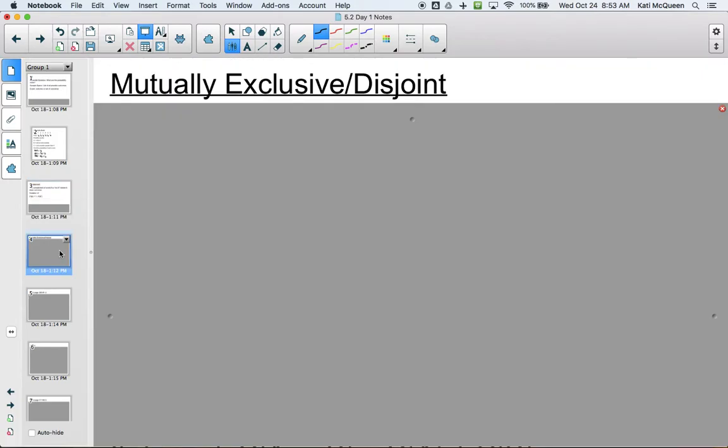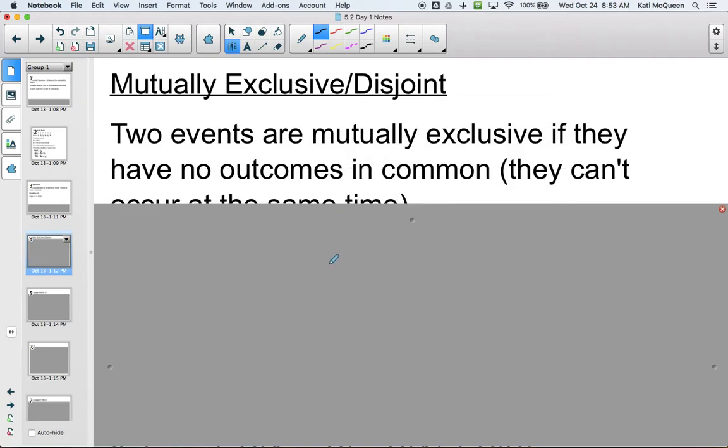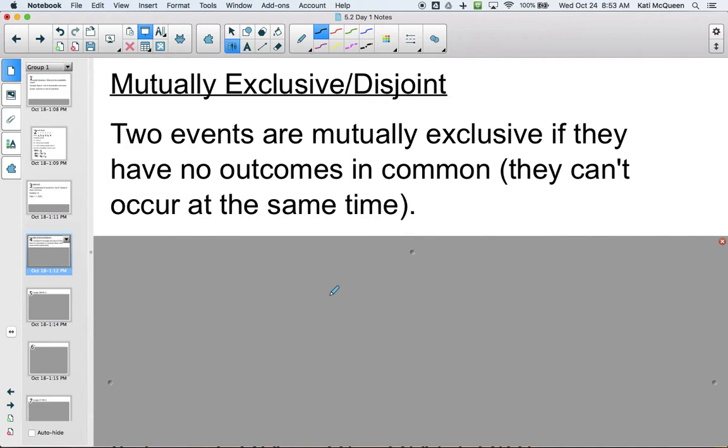Okay, our next vocab word here is mutually exclusive. Mutually exclusive, another word for that is disjoint. They mean the exact same thing. Two events are mutually exclusive if they have no outcomes in common. In other words, they cannot occur at the same time.